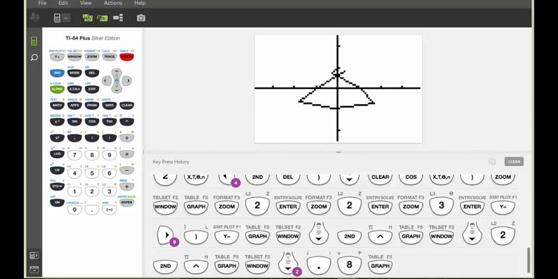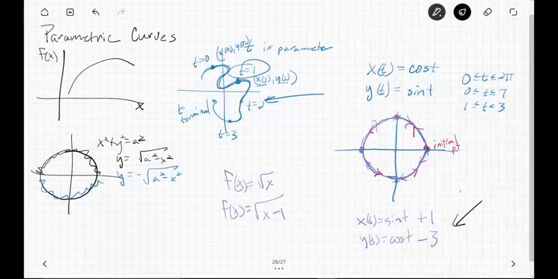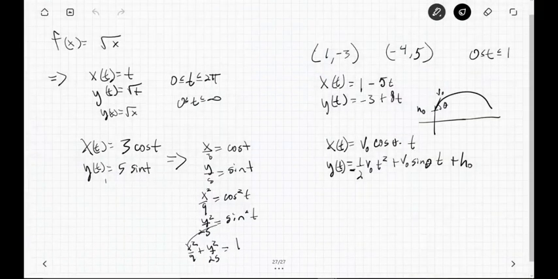All right, that's enough of me yapping at you guys today. Hopefully that was helpful. I love parametrics, and they become super important in Calc 3. So don't just sort of glibly go through this section, or you're going to suffer at your own hands down the road.